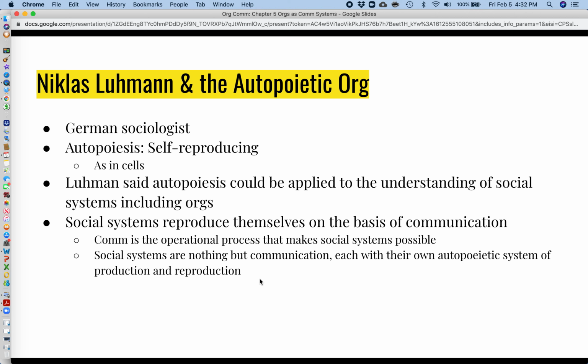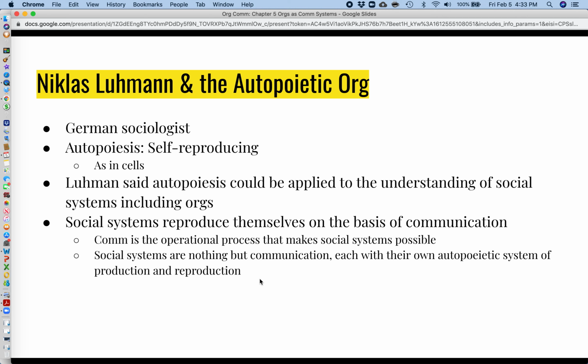And so Luhmann was a German sociologist who said that organizations are self-reproducing, like cells, and this self-reproducing ability is known as autopoiesis, right? And so he says that autopoiesis could be applied to the understanding of social systems, including organizations, right? He says that organizations are constantly changing in that they're constantly regenerating, recreating themselves at all times, right? And your body works this way, right?